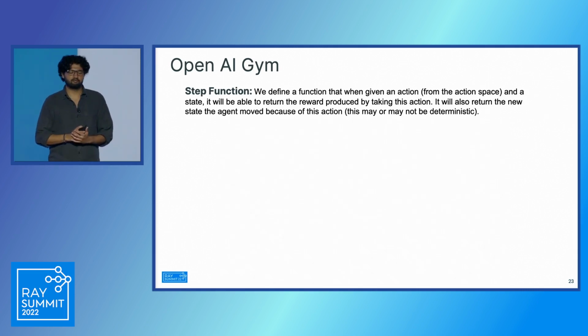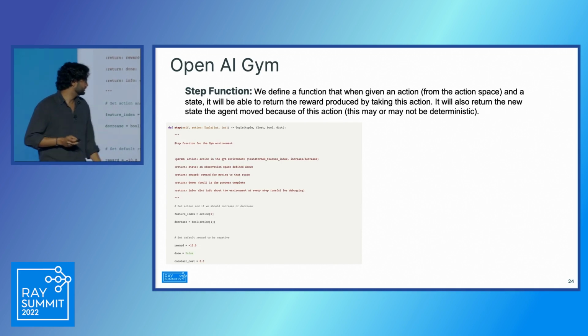Finally, we move on to the step function, which is, again, the most descriptive function for FastCFE. So we want to define a function that, when given an action and a current state, will be able to produce the reward that the environment gives and the next state the agent will be in. So let's walk through this code a little slowly.